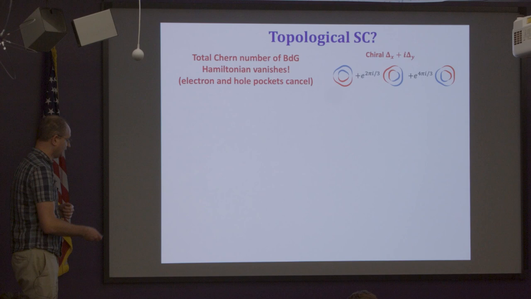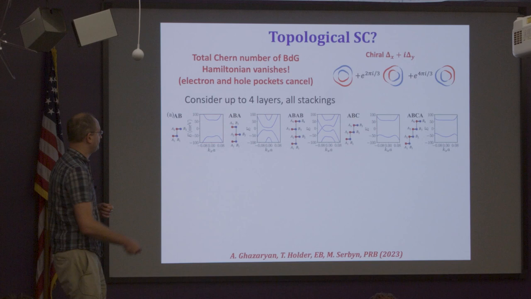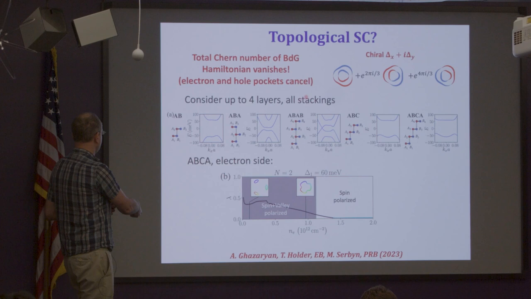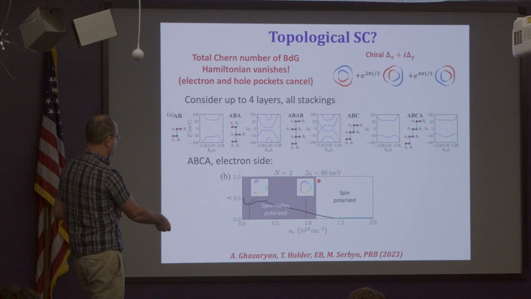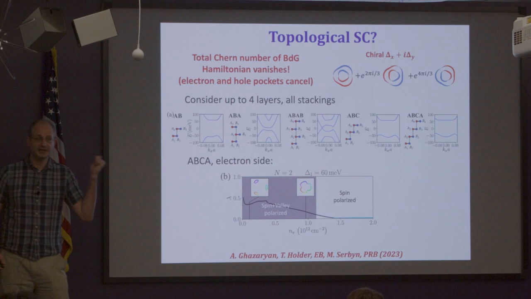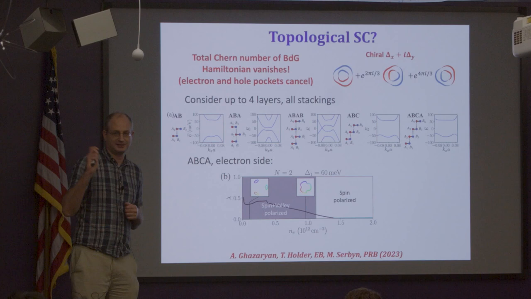I won't go into too many details, but of course there's nothing special about two or three layers here. We explored what happens for other stackings up to four layers. It turns out that ABCA, four layers, which is now starting to be produced and explored, can support superconductivity in a region of parameter space where there's only a single, very strongly warped Fermi surface in each valley. This would be a topological superconductor. It would have a Chern number of two from the two valleys. So not quite the topological superconductor we were hoping for. It has Chern number one, it's not abelian, but also interesting.